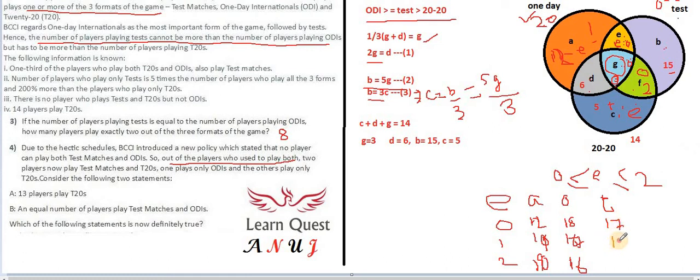Now what was the condition? The condition was ODI is greater than or equal to test. So ODI is greater than or equal to test. So only these two will satisfy. This E equal to 2 will not satisfy anymore. So the only conditions now possible are E equal to 0 or E equal to 1. These are the possible values. Now let's see.